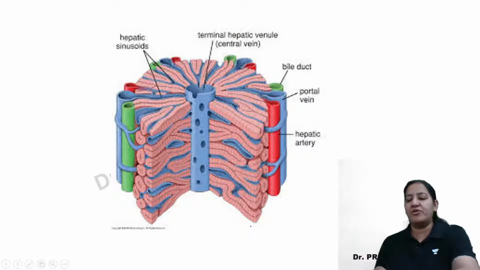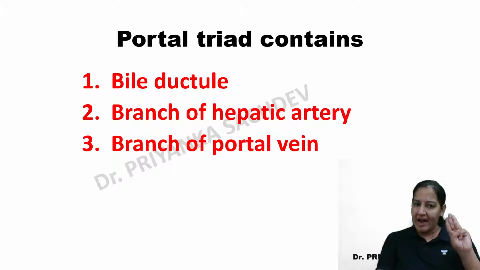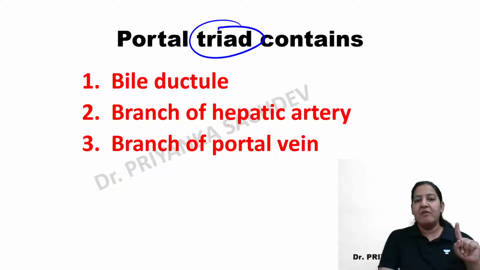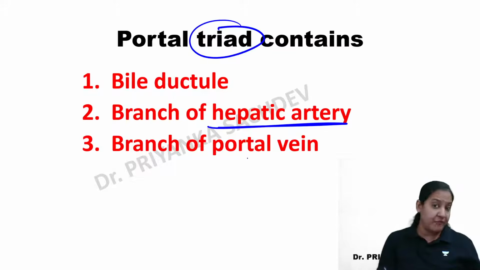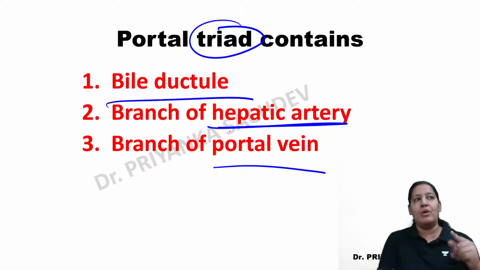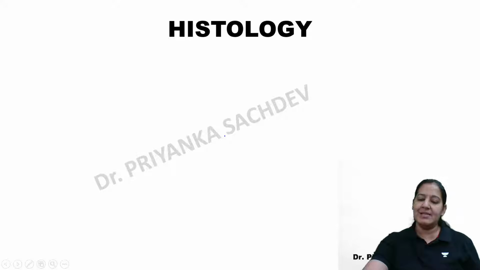So what is the definition of portal triad? You can see portal triad have 3 things. Triad means 3 things. One is hepatic artery, a branch of hepatic artery. One is portal vein, a branch of portal vein. And one is bile ductule, that is branch of bile duct. Everyone give me a thumbs up, right? So that is the portal triad.